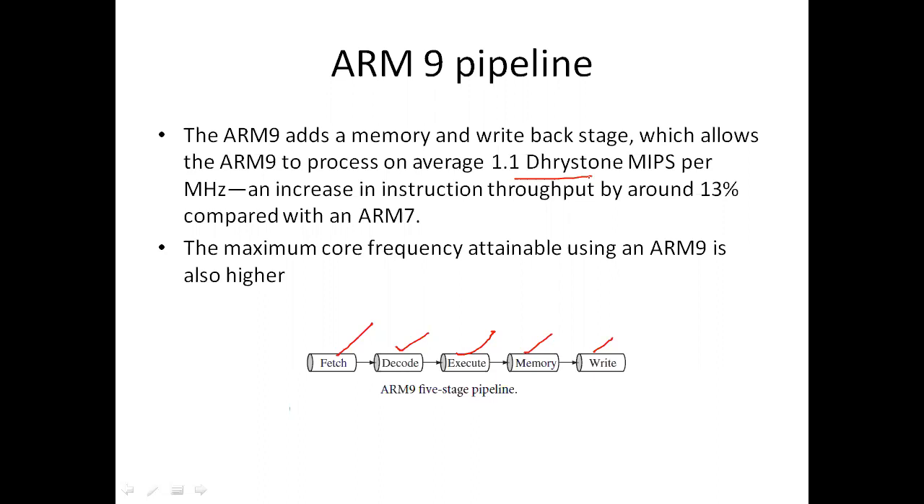The maximum core frequency attainable using ARM9 is also higher compared to the ARM7 processors, because of the greater number of pipeline stages in the ARM9. So you can operate your ARM9 processor at a much higher frequency than the ARM7.